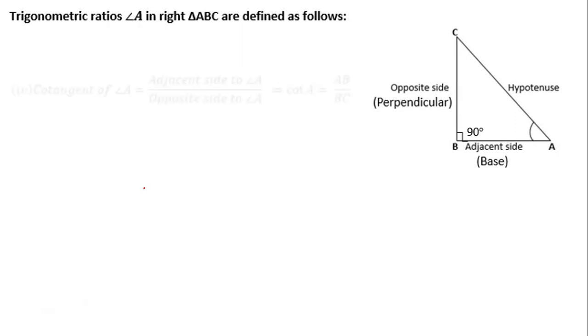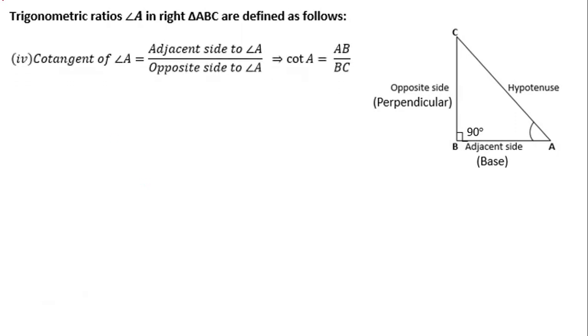So the same triangle we are taking. Next I am defining here cotangent of angle A. Cotangent of angle A is the adjacent side of angle A divided by the opposite side of angle A. So for angle A, the adjacent side is AB and the opposite side is BC. So cotangent of angle A can be written as AB by BC. COT is the abbreviation for cotangent. So in short you can write cot A is equal to AB by BC.